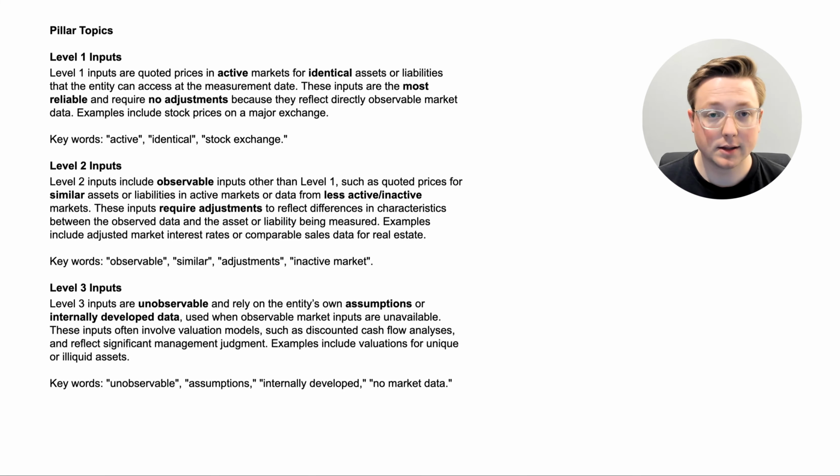And then finally, again, level 3 inputs. These are unobservable. You don't have any market data to look at. You have to make assumptions or guesses. You have to kind of use your own internally developed models to figure out what the fair value of this object is. So those are the 3 different levels of the fair value hierarchy when you are doing fair value measurement. And those are the pillar topics. And that's the end of this video.